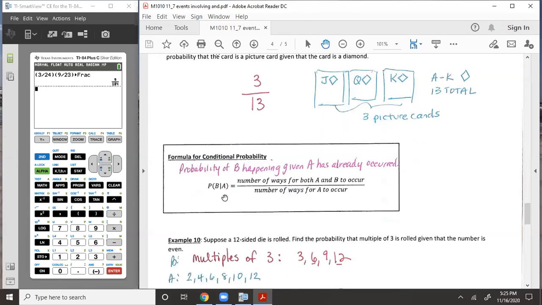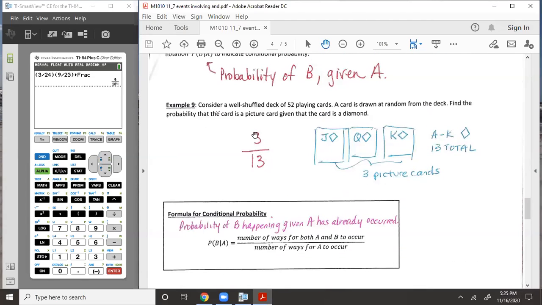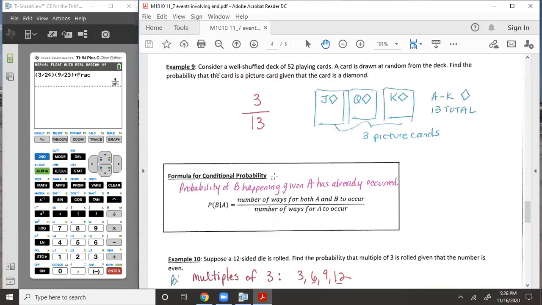The formula for conditional probability is the number of ways for both A and B to occur divided by the number of ways for A to occur. If you look at the example above, the numerator is the probability of A and B happening at the same time. That is, we're getting a picture card that is diamond, and there's 3 of those. And the denominator is the number of ways to get diamonds, which is 13.